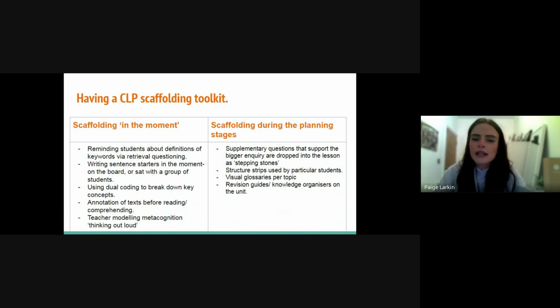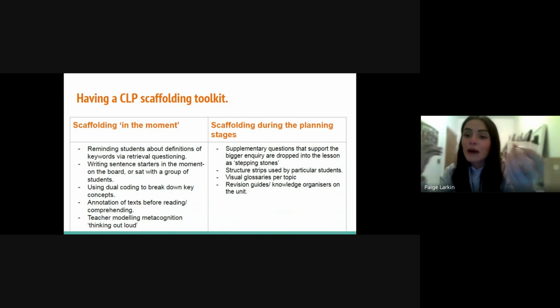So I do a lot of reminding students about definitions of keywords. And I do this via lots of retrieval questioning. So let's say they're doing a task about the Anglo-Saxon monarchy, and they're doing a question about why Anglo-Saxon monarchs were so powerful. And I really want them to talk about minting, the minting of coins, the production of coins. And I really want them to use that word minting. And I'd really have to pull that word out of some of my students who wouldn't necessarily be able to think of that on the spot.